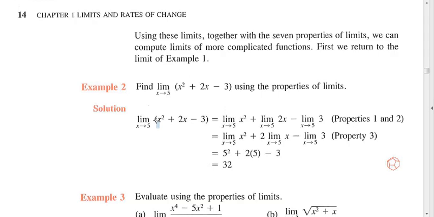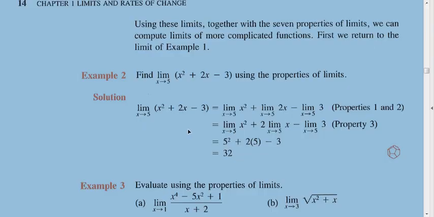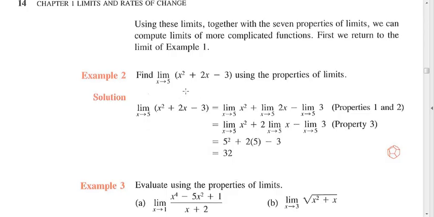Okay. Now this is using properties of limits. Okay, let's take a look at example 2 here.